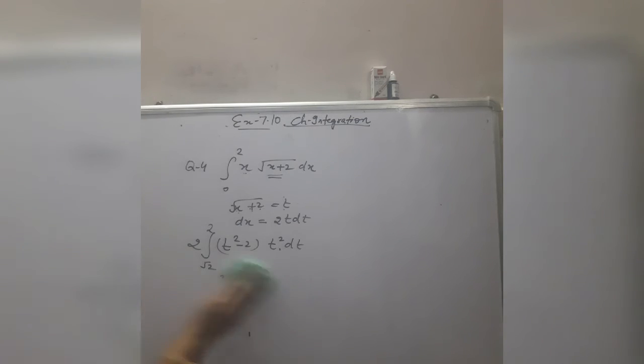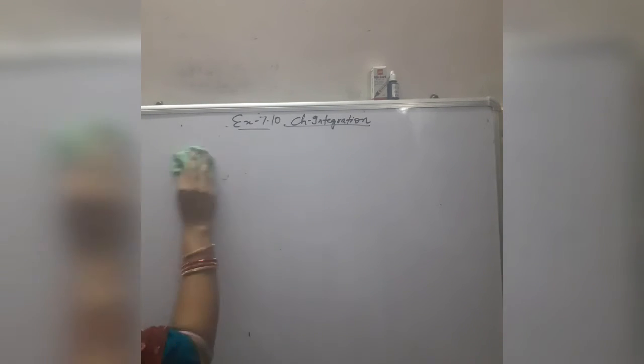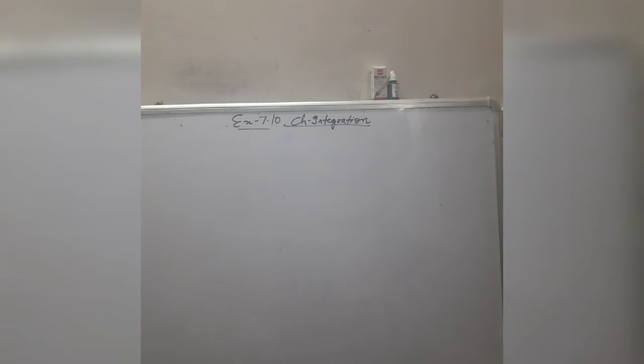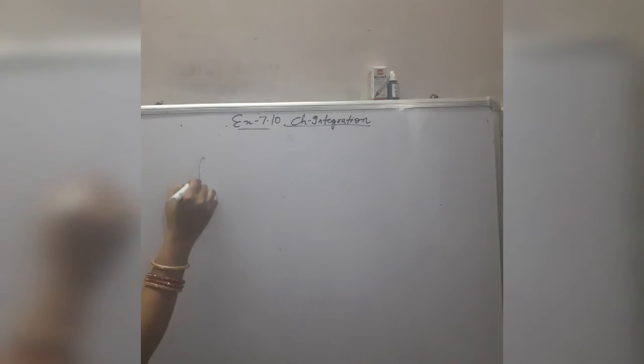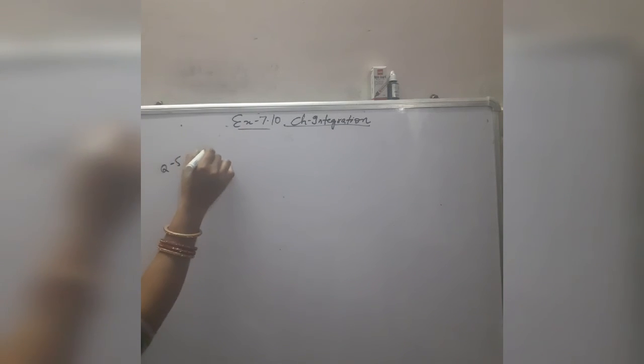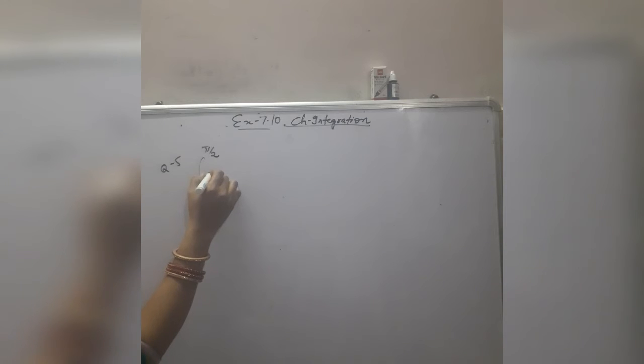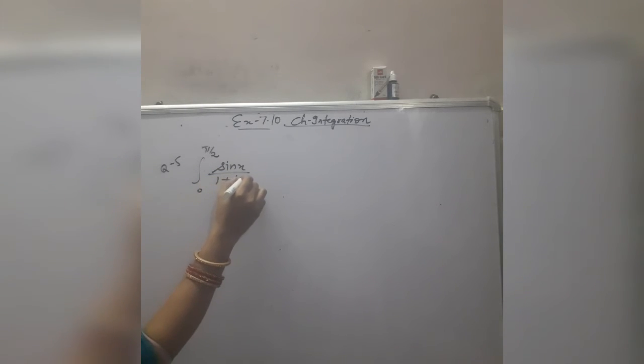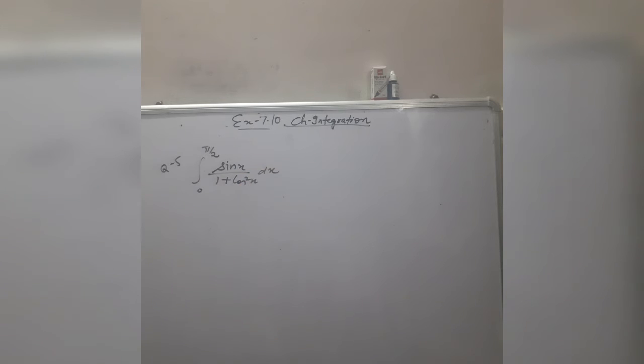Now see the next question, question number 5. In question number 5, the statement is integration from 0 to pi by 2 and the function is sin x by 1 plus cos square x. Now how will you find the integration in this sum? For integration, firstly put cos x is equal to t.